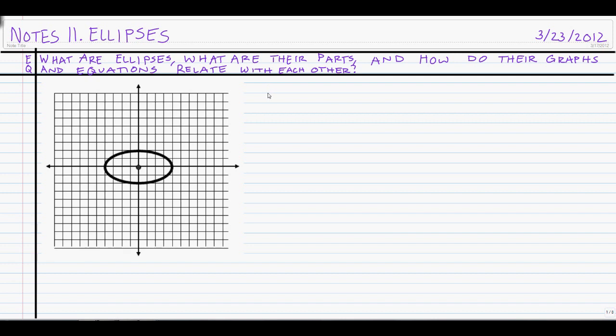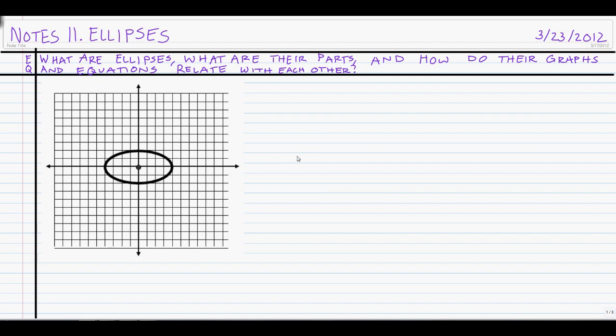So we're going to do the same kinds of connections as before. We're going to first use an equation to graph the shape of an ellipse. So we can graph it just like this one right here. And then second, we're going to go backwards and look at the graph of an ellipse and see if we can determine all the pieces we need so that we can actually write its equation in graphing form.